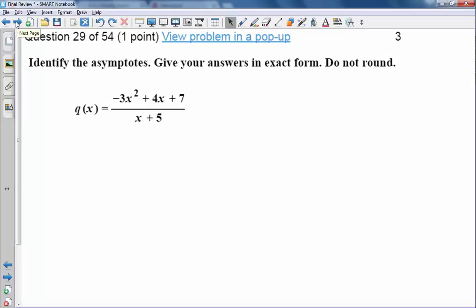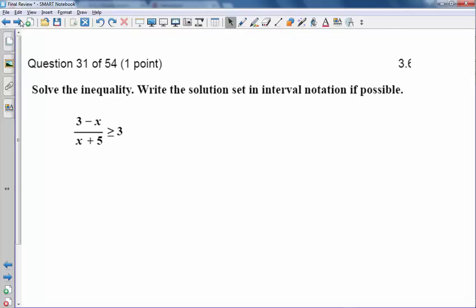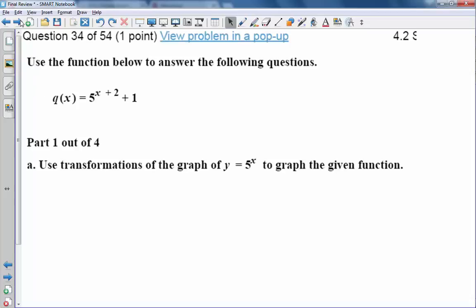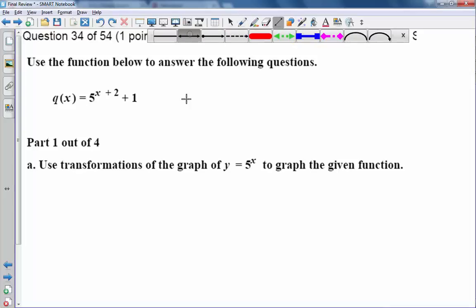What's that? 34. 34. Okay. Use transformations of the graph of y equals 5 to the x to graph the given function. So that means you need to start with the graph of this function first.